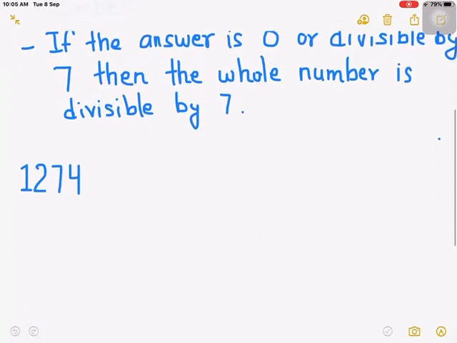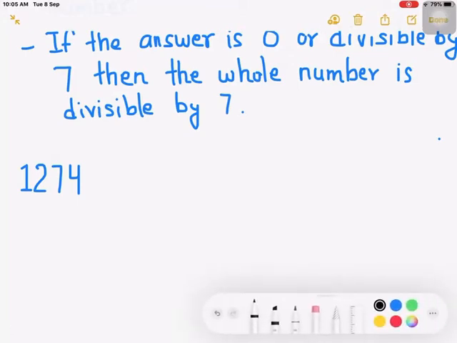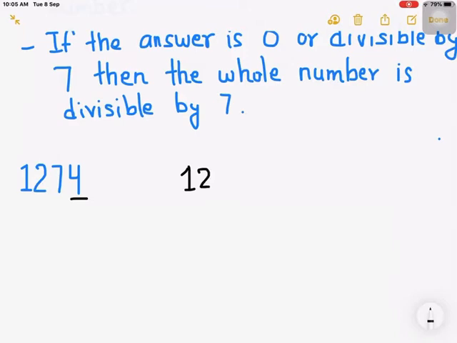Okay, now let us check. Here you can see the last digit is 4. Now we have to remove this from the given number. After we remove it, our number is 127, isn't it? Because we have removed this 4. So we have to double it and subtract from this number. Double means 4 plus 4, 8.